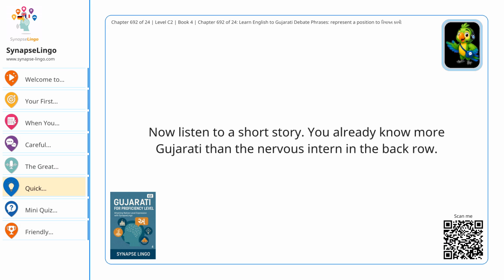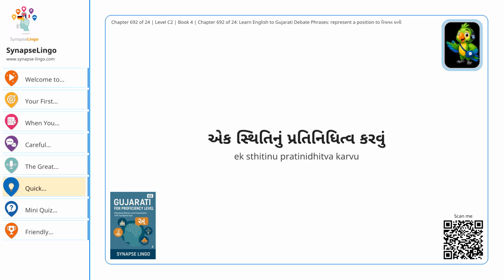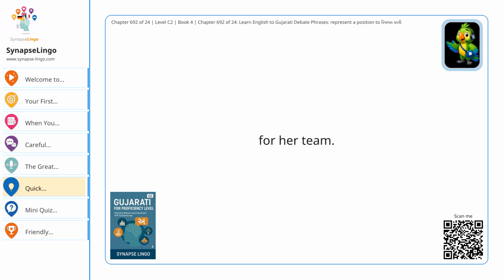Quick dialogue practice. Now listen to a short story. You already know more Gujarati than the nervous intern in the back row. Meera enters the meeting room. She is asked to એક સ્થિતિનું પ્રતિનિધિત્વ કરવું for her team. She stands up and begins to દૃષ્ટિકોણ રજૂ કરવો calmly. Across the table, Raj decides to વાંધા ઉઠાવવો, but politely. Then Lena says she would like to ચિંતાઓ વ્યક્ત કરવી about the budget.